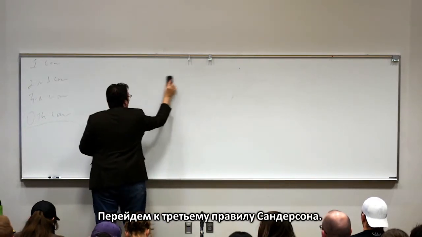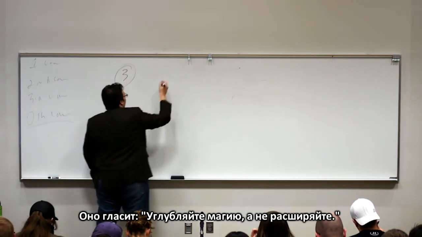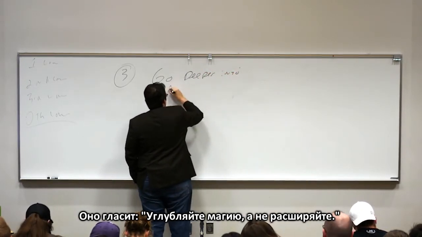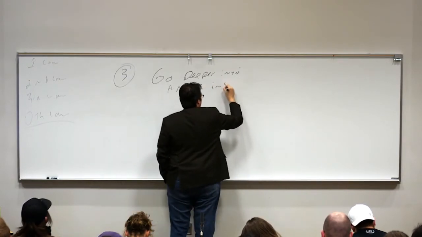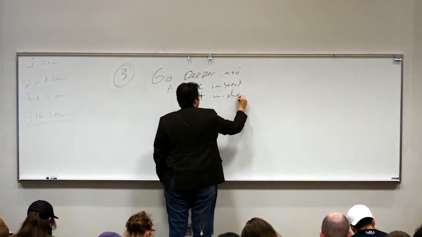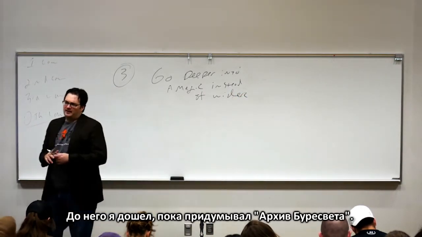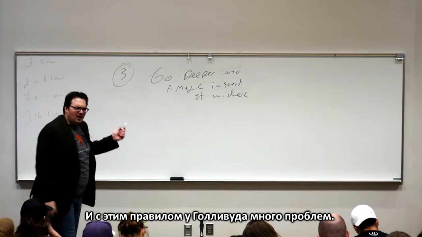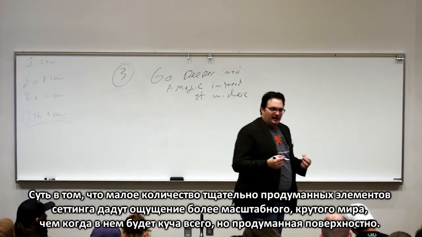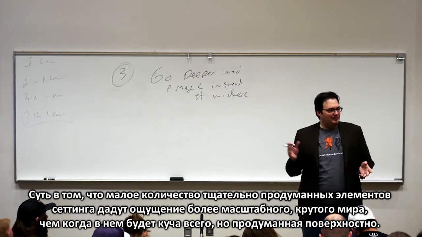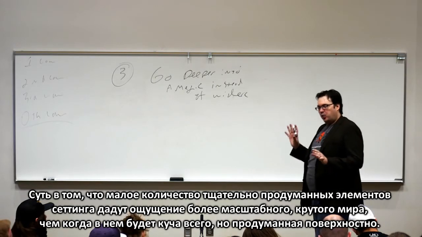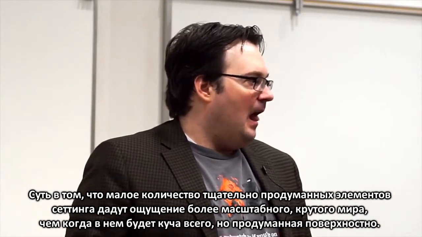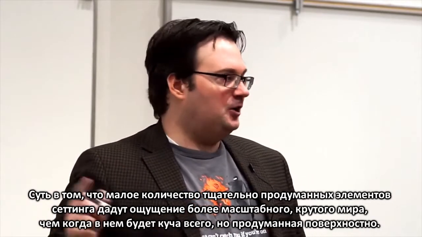Let's go to Sanderson's third law. Go deeper into a magic instead of wider. This one I started to get a grasp on when I was trying to build the Stormlight Archive. And this is one that Hollywood has a lot of trouble with. This is the idea that a fewer number of things in a world-building situation that are well explored will actually feel like a wider, cooler world than a large number of things explored very shallowly.